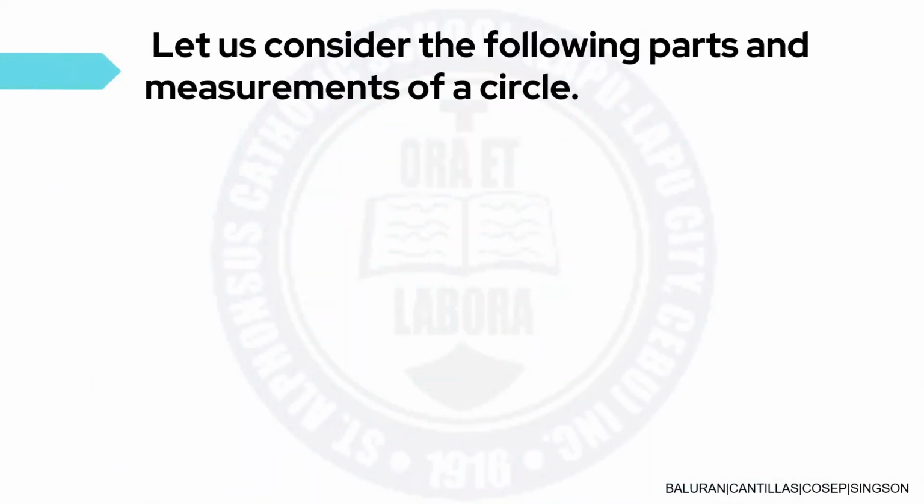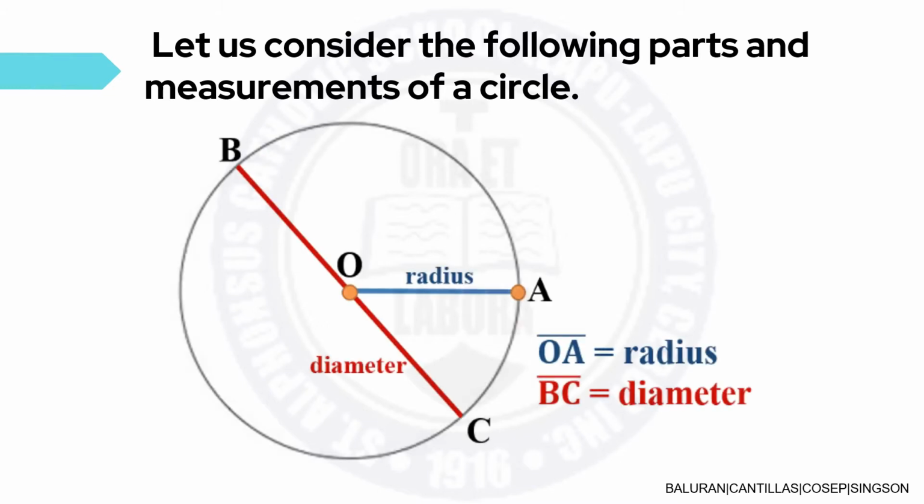Let us consider the following parts and measurements of a circle. Suppose we have circle O. We have the following parts of the circle, the radius and the diameter. So we have segment OA, which is our radius in the given figure, and we also have segment BC as our diameter.